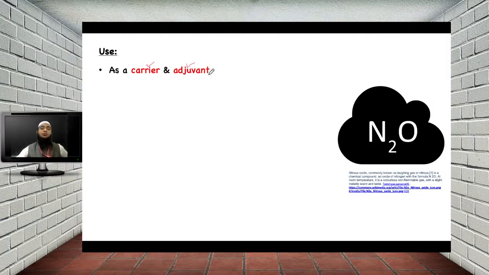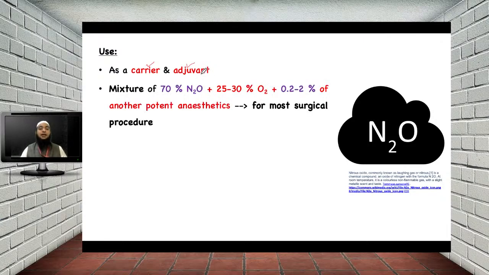Since it itself produces unconsciousness, at lower concentration you can use nitric oxide, and you can also add another drug as an adjuvant. Okay, so that is the first use. The second thing is that it is generally used as a mixture, and we'll see the reason why we are using it as a mixture.